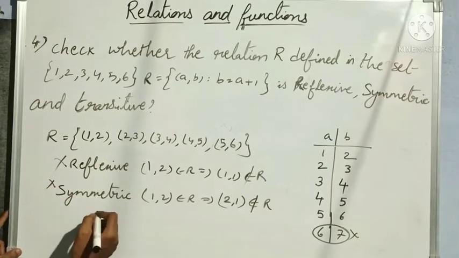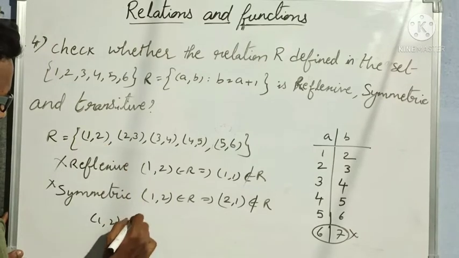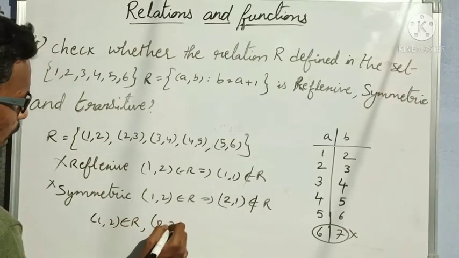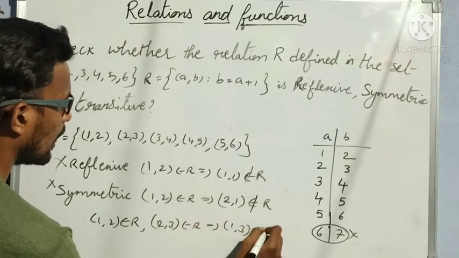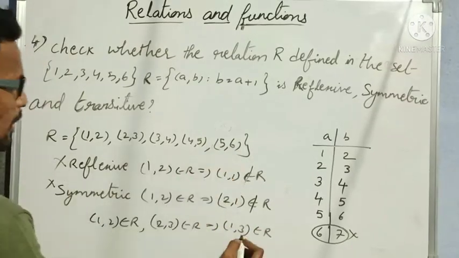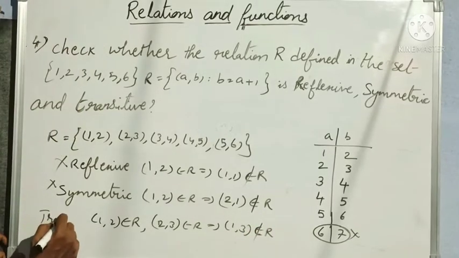So now 1 comma 2 belongs to R. In the same way 2 comma 3 belongs to R. This implies 1 comma 3 should belong to R. Is there any element 1 comma 3 belonging to R here? Does not belong to. So this is not transitive also.